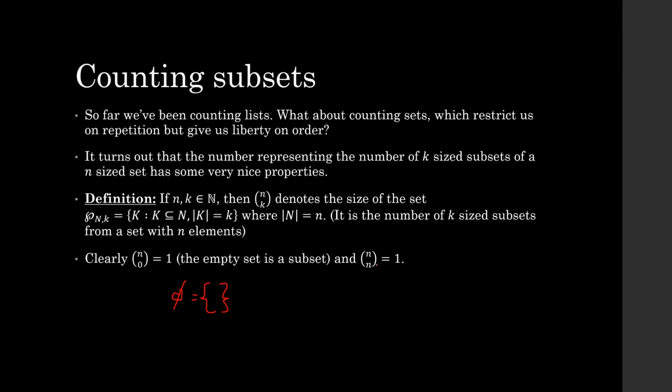And n choose n is I'm taking all the n-size subsets, and the only n-size subset of an n-size set is the set itself. So P n k is only going to have one element, and it's going to be the set itself. So that's why n choose 0 is equal to n choose n is equal to 1.